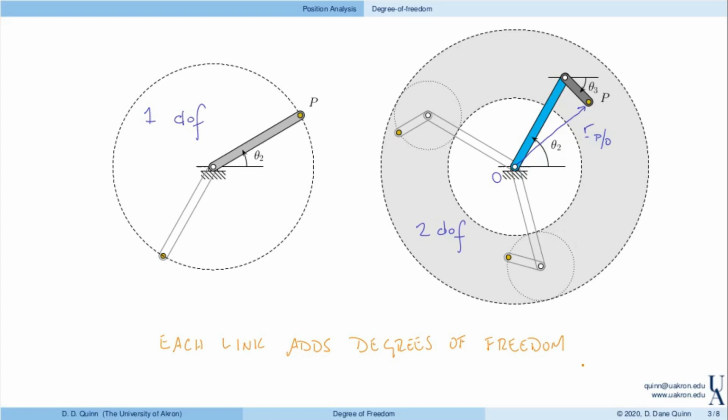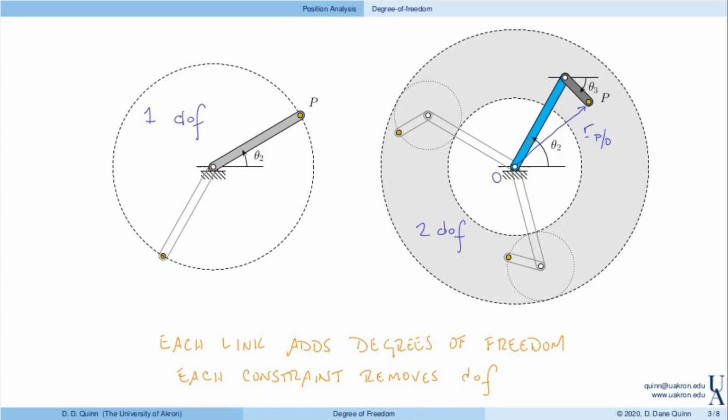To the overall system. However, each constraint removes degrees of freedom. So if we're asking what's the degree of freedom of the system, well, you have to take into account the number of links and the number of constraints. In particular, here we have one link, we have one constraint, namely this pin joint at the center.